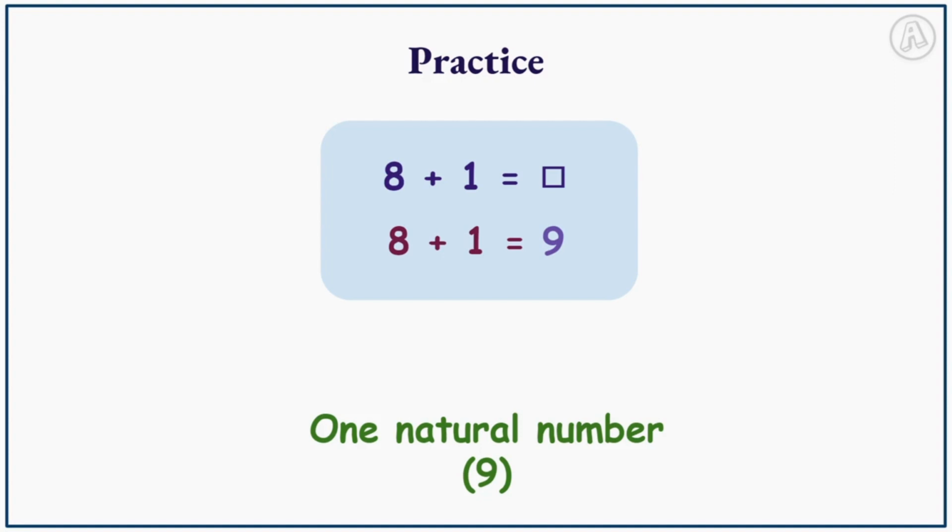Now, can you explain in one sentence what an identity element of multiplication and division is?